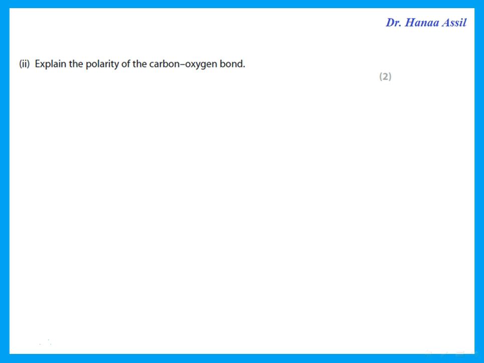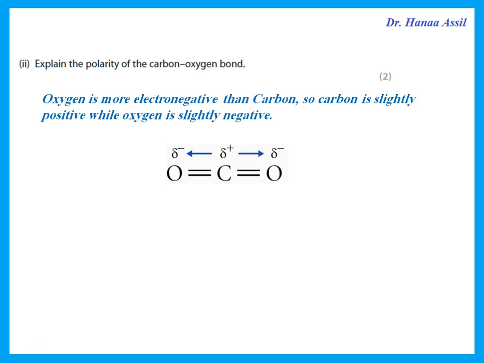Explain the polarity of the carbon-oxygen bond. Why is the carbon-oxygen bond polar? You should know that this is because oxygen is more electronegative than carbon. So carbon will be slightly positive, oxygen would be slightly negative.